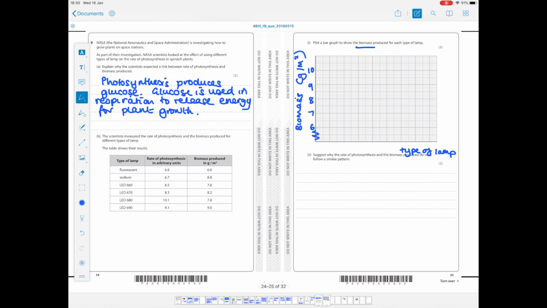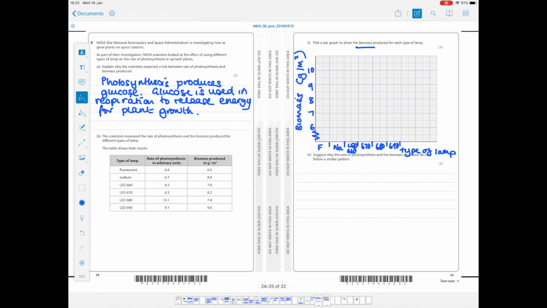And then type of lamp: fluorescent, sodium. I've got that from the periodic table, by the way. LED 660. I'm struggling to fit this in. My pen is too fat. LED 670. LED 680. LED 690. Try and have a nice sharp pencil so that people can actually read what you've written, unlike what I've done here.